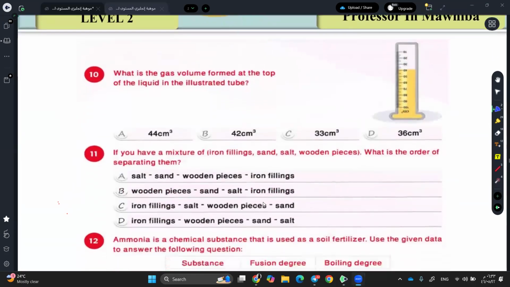Okay. Yalla, practice here. Question number 10. Wait a minute.